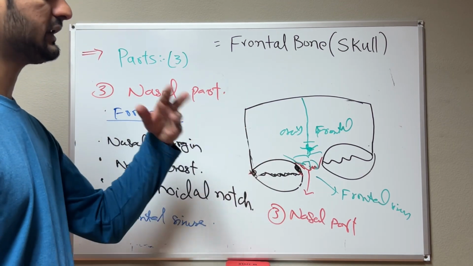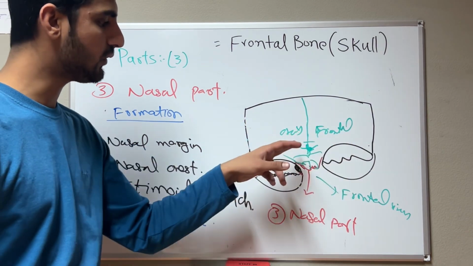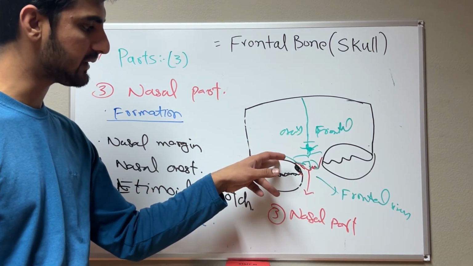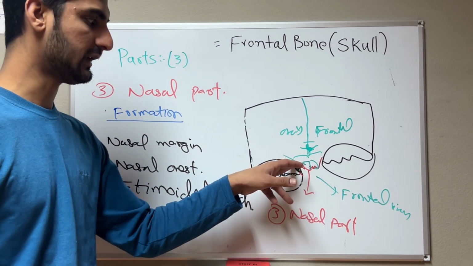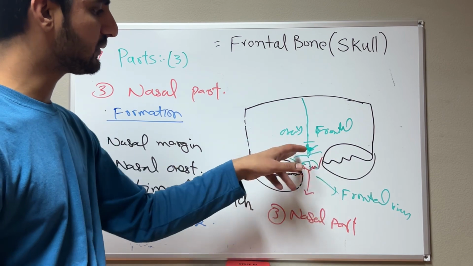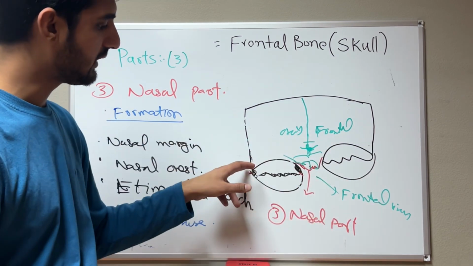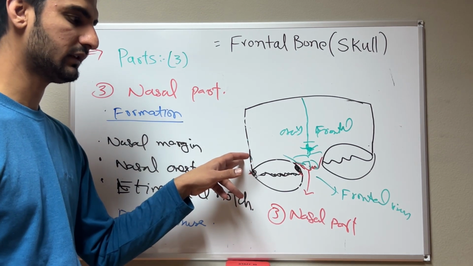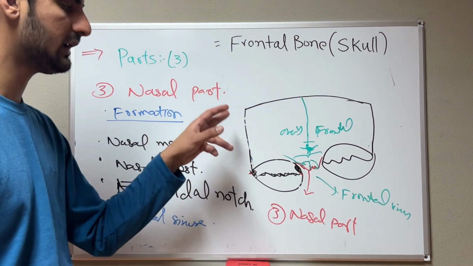And each part has formations. In the squamous part we have the frontal tubers, the supraciliary margin, the supraorbital notch, the supraorbital foramina, and medially the frontal foramina. Between the two supraciliary arches we have the glabella. Laterally we have the zygomatic process, the temporal surface, and the temporal lines. These three formations are also lateral in the squamous part.